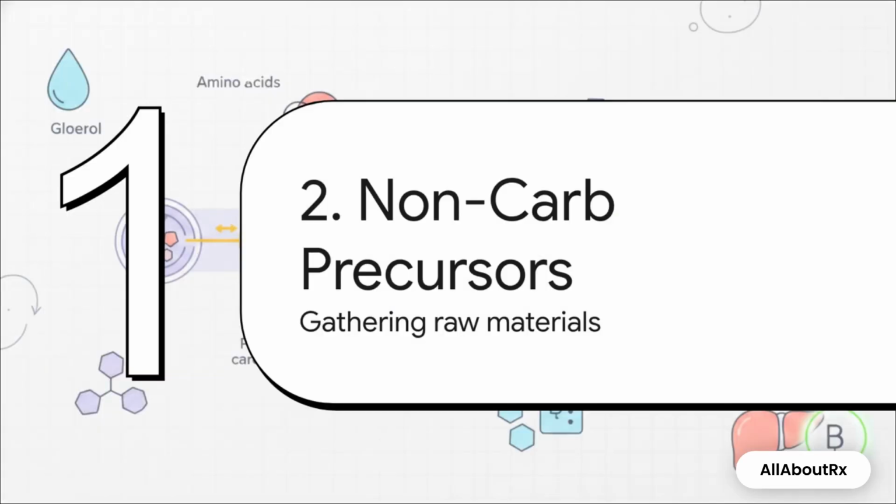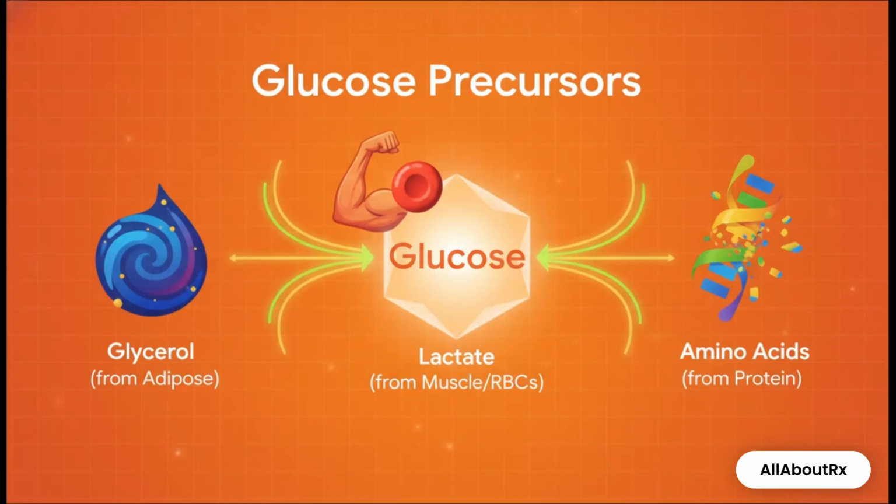Moving right along to Section 2, gathering non-carb precursors. To build this new glucose, the body has to scavenge raw materials from various tissues. You really need to know where these non-carb parts are coming from. Think of them in 3 main categories.